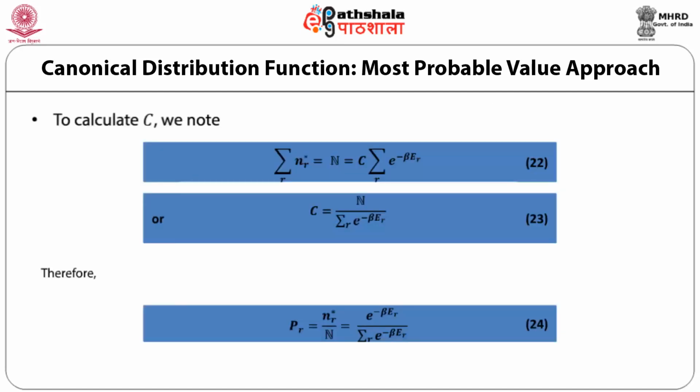To calculate c, we note summation over NR star is equal to capital N is equal to c multiplied by summation over R e raised to power minus beta ER, or c is equal to capital N divided by summation over R e raised to power minus beta ER. Therefore, PR is equal to NR star divided by N is equal to e raised to power minus beta ER divided by summation over R e raised to power minus beta ER.